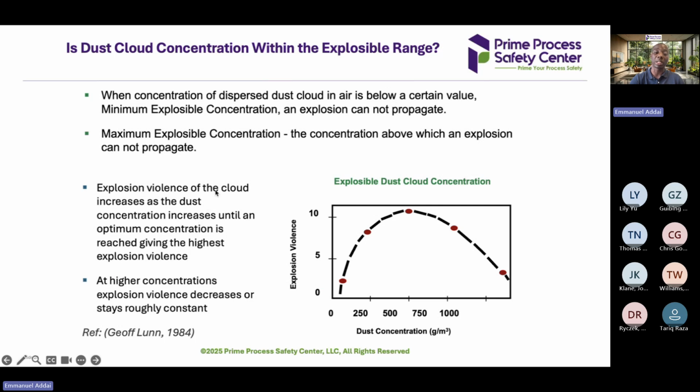You can also see the pressure curve. It increases until a specific point where you get the optimal concentration, where you are going to get the most violent explosion. Then it goes down again to the maximum explosive concentration, which, as I mentioned, is of no use to the various industries because it's really difficult to actually determine.